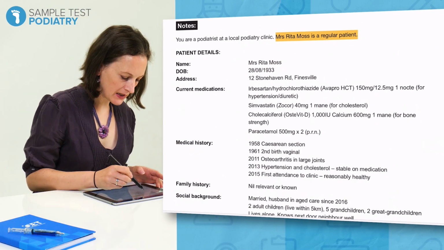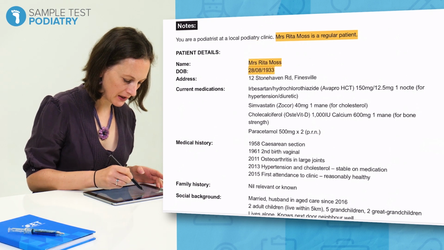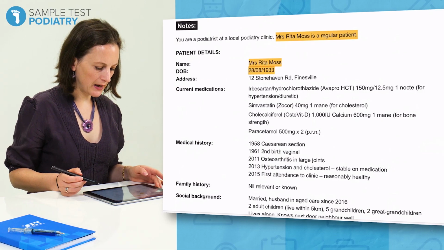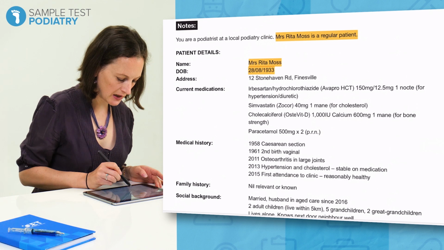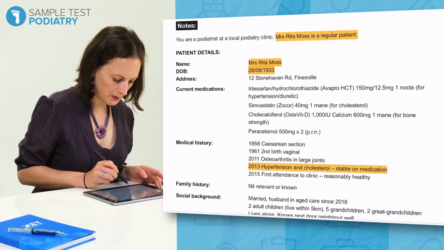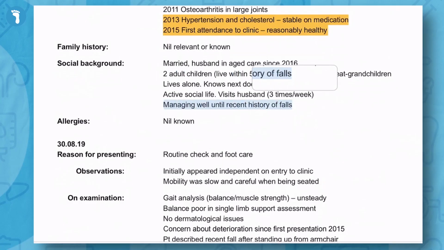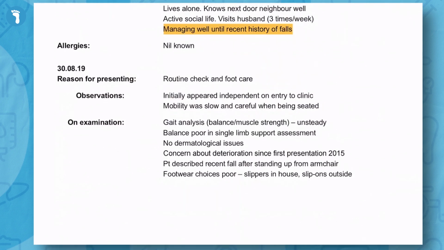The patient's name and date of birth are relevant for the RE line of the letter, but we don't need to include the patient's address. The medication section doesn't match our reason for writing, so can be omitted, while from the medical history, the patient's well-controlled recent conditions are needed, plus the patient's podiatry history. From the family history, social background and allergy sections, only one note stands out, which is managing well until the recent history of falls. Then comes the details of today's visit, which we can see is a routine one.